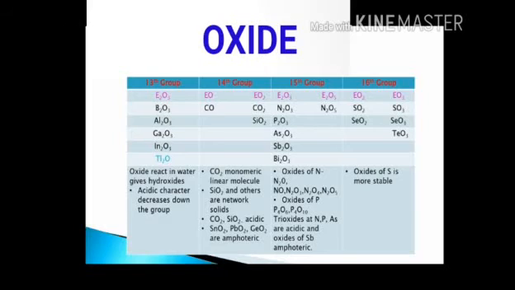For trioxides, SO3, SeO3, TeO3 are all acidic in nature and dissolve in water to give acids. Among these, SO3 is the most important because SO3 plus H2O gives H2SO4, sulfuric acid. The strength of the acid decreases on moving down the group. Thus, H2SO4 is the strongest acid of this family.